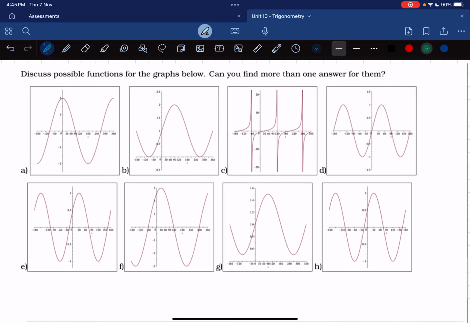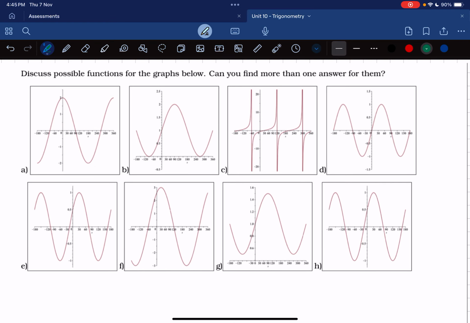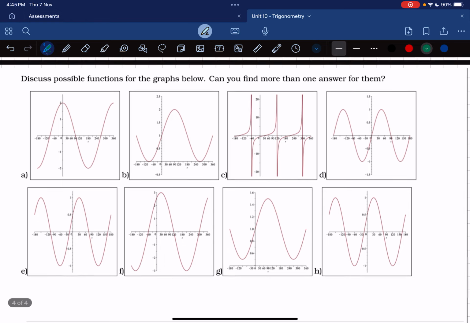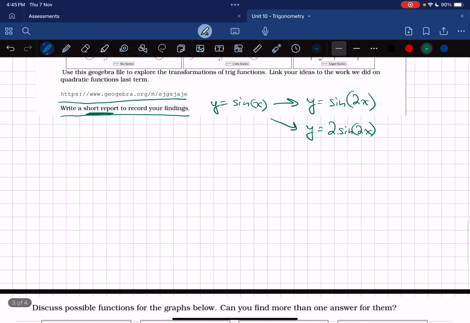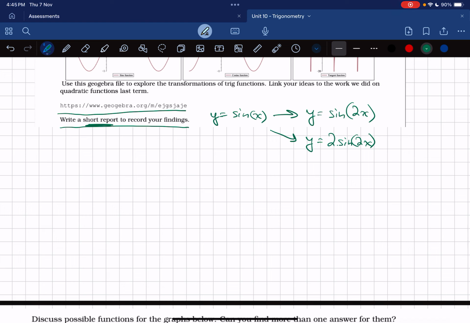Alrighty, so hopefully you were able to find some patterns with your function transformations in terms of sine, cosine, and tangent. It's very similar to what we've seen in the past, right? I'll have y equals a sine b parentheses x minus h plus k.